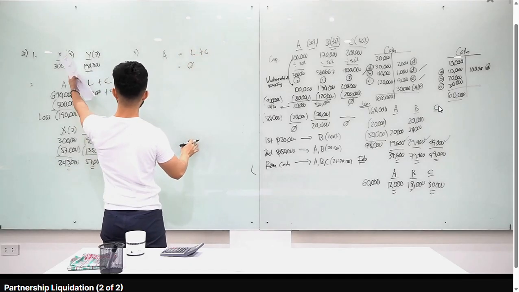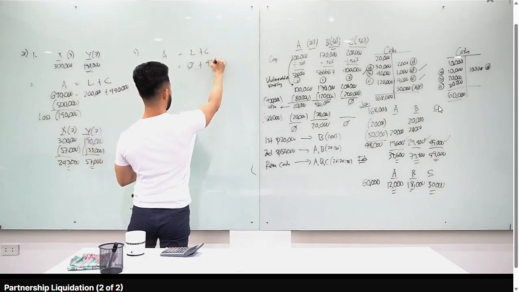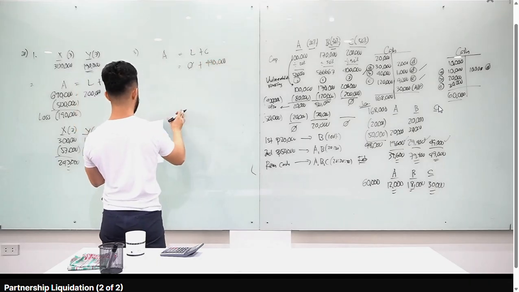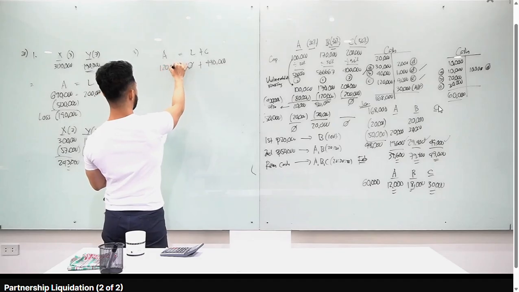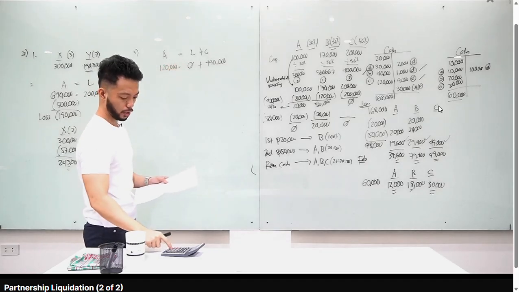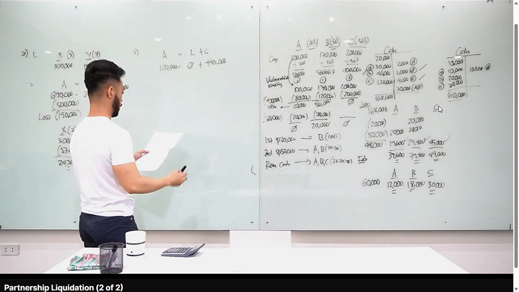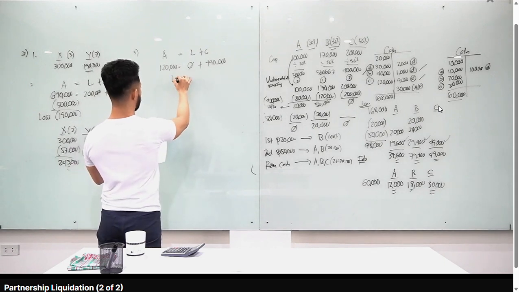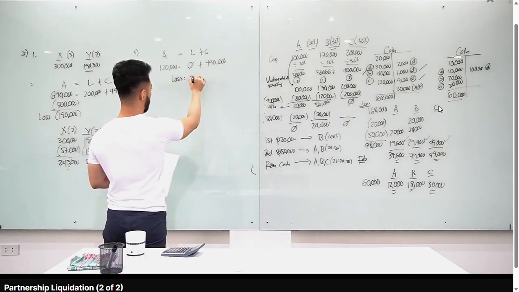What are our capital balances? 300 plus 190, 490. Okay? The asset we have here, class, is just the cash of 120. Obviously, that's not balanced. Okay? 490 minus 120, the difference is 370,000. So, class, that difference is the loss from the conversion of non-cash assets.